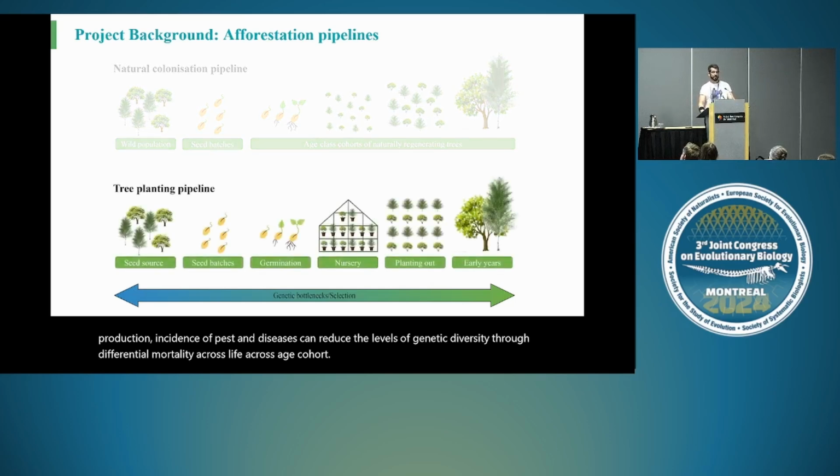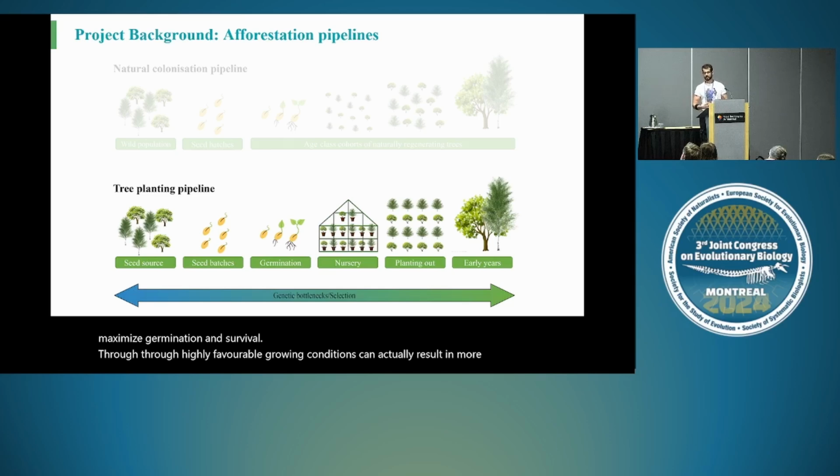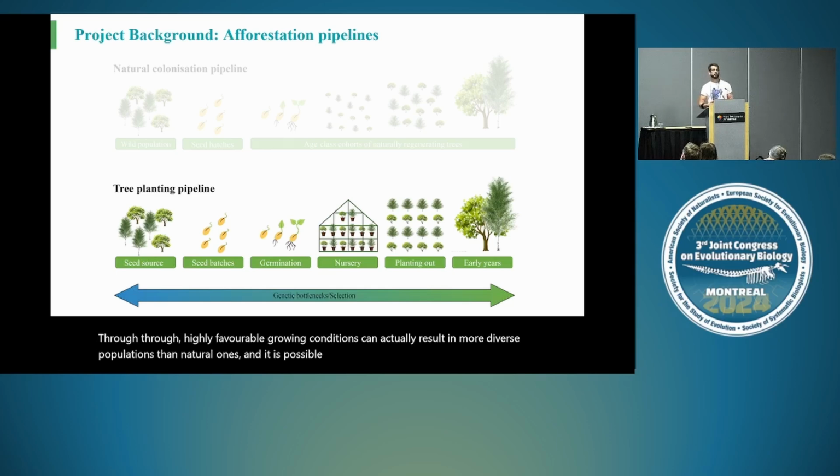Conversely, planting protocols that integrate multiple seed provenances and aim to maximize germination and survival through highly favorable growing conditions can actually result in more diverse populations than natural ones. And it is possible that these populations, through natural selection, are better able to keep pace with emerging stressors. However, seed collection, germination, nursery cultivation, and planting itself can introduce genetic bottlenecks and selective pressures we are unaware of.